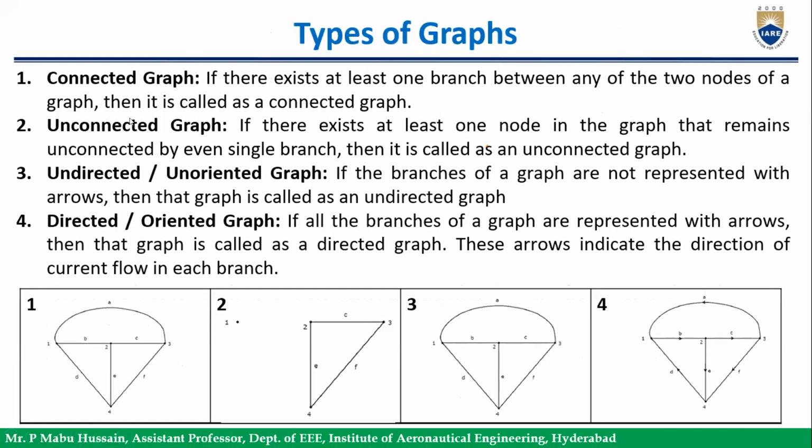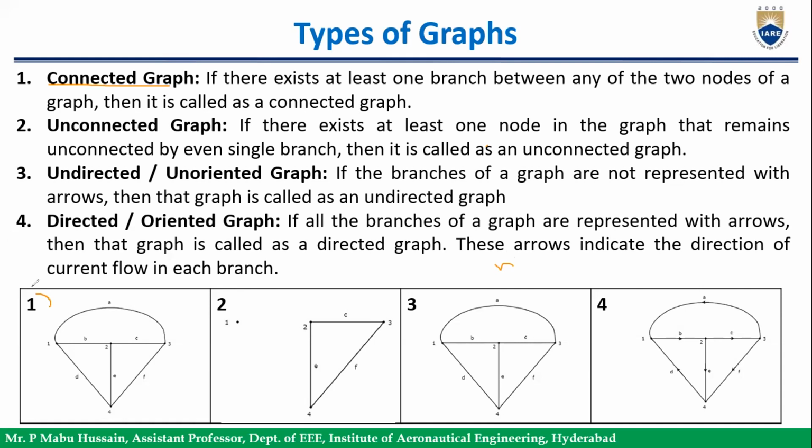What are the different types of graphs present in graph theory or network topology? The first one is the connected graph. If there exists at least one branch between any 2 nodes of a graph, then it is called a connected graph. If you have n number of nodes, between any 2 nodes there must be at least one element.